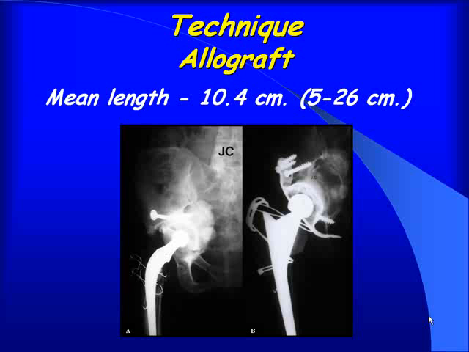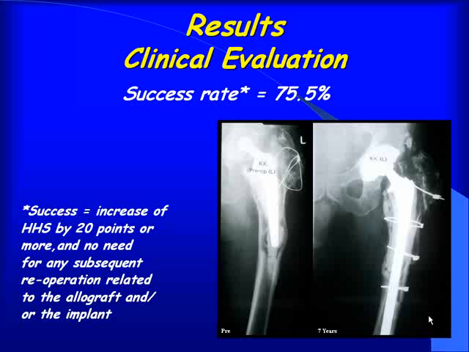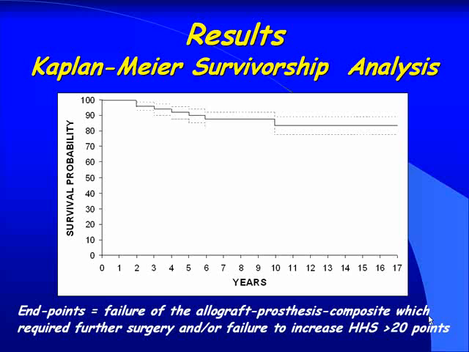The mean length of the allograft was 10.4 centimeters. The mean length of follow-up was 10.4 years. The mean Harris hip improvement was 34 points, and all patients improved by more than 20 points. By our definition, 75.5% of the cases had a successful outcome. The Kaplan-Meier survivorship analysis predicted an 83% rate of survival at 17 years.